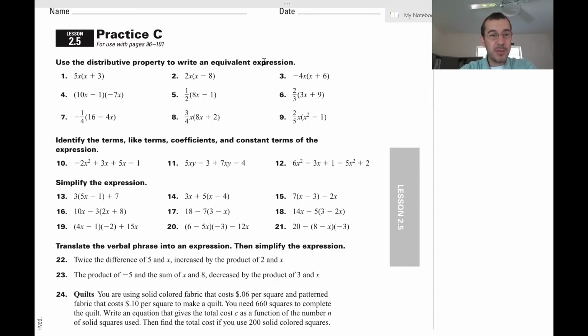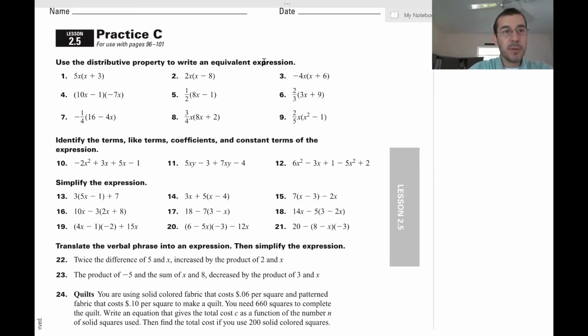We're learning the distributive property, and we're doing section 2.5, practice C today. We've done practice A and practice B already, so if you haven't watched those, watch those. And then we're going to have one more video of the challenge practice problems for section 2.5. And then we're going to do division and square roots for 2.6 and 2.7, and then wrap up chapter 2. So let's start. For the first problems, 1 through 9, use the distributive property to write an equivalent expression.